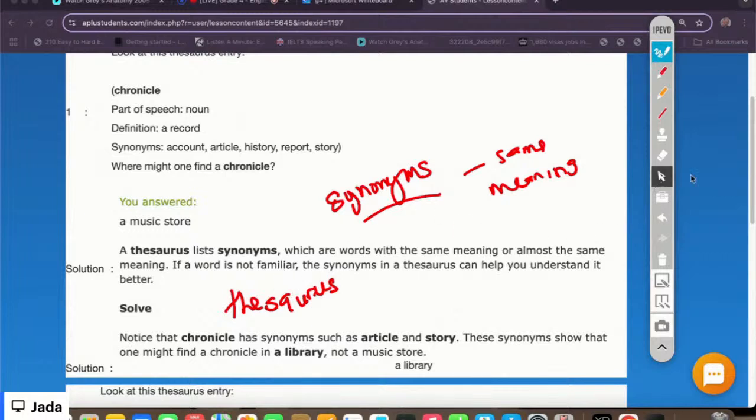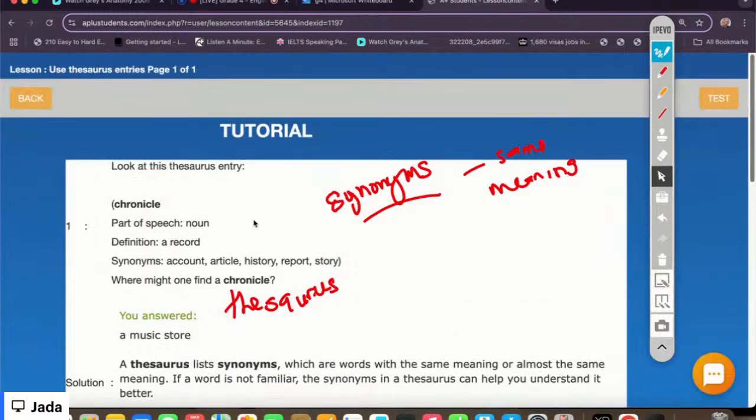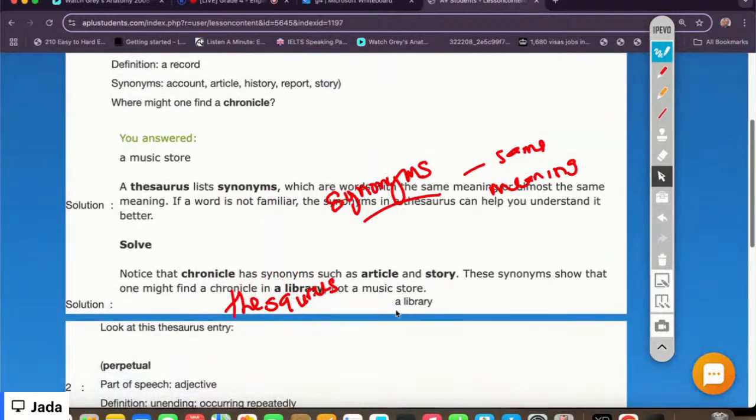All right, so let's look at some examples. Look at the thesaurus entry. We have chronicle, part of speech noun, definition, a record, and the synonyms are account, article, history, report, story. Now, where might one find a chronicle? In a library. Notice that chronicle has synonyms such as article and story. So these synonyms show that one might find a chronicle in a library, not a music store.